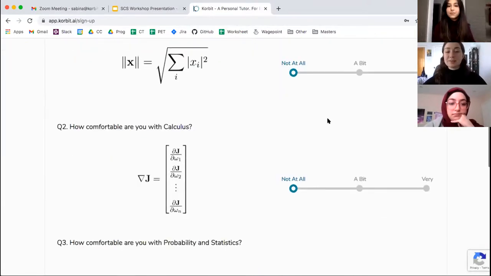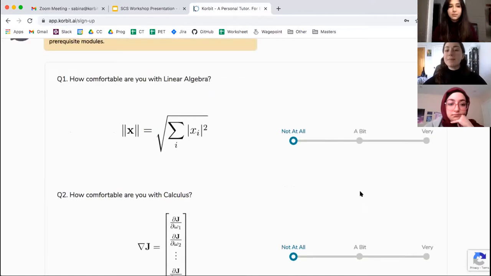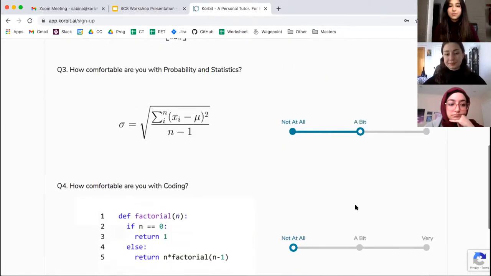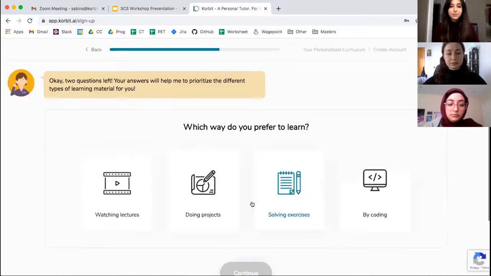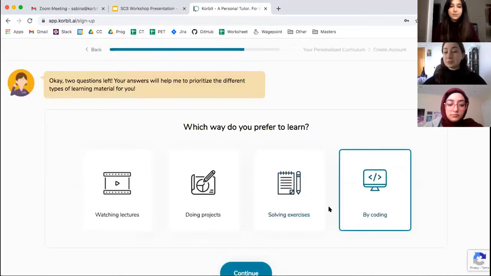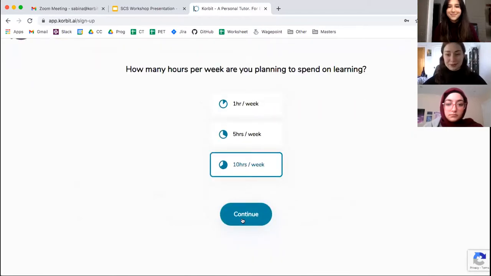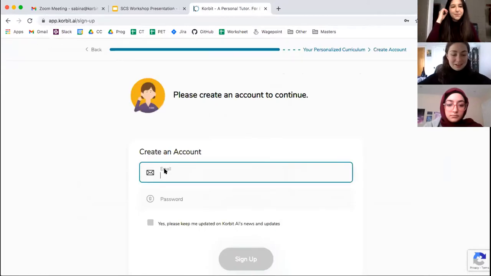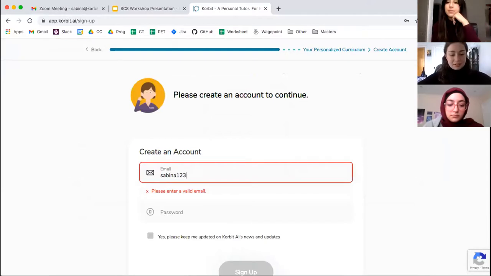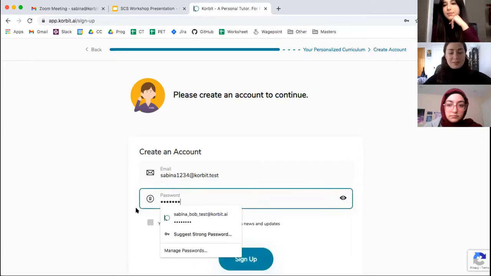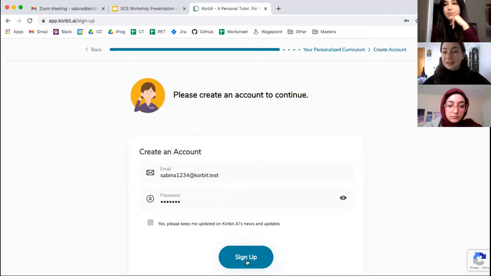Then she's asking me some background questions, and I'll say that I have a bit of experience with everything. Great, we'll click continue. And then I definitely prefer to learn by coding, and I'm going to spend a whole whack of time on Korbit, so 10 hours a week. All right, so now I'm just going to use a test Korbit email so that it doesn't mess up our platform. It's just something that they do for employees at Korbit.